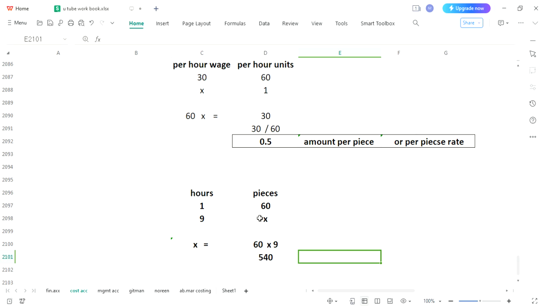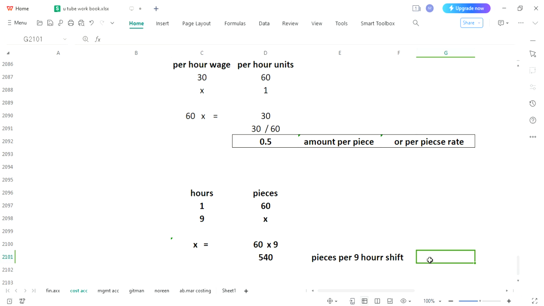So it means we have got the answer, pieces per 9 hours shift. So this way we have calculated another standard where we come to know that in 9 hours every worker should make 540. This is your standard production. It is also called standard production for one day.